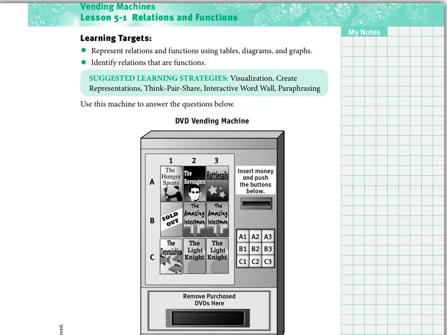Okay, today we're going to talk about relations and functions, and then we're also going to talk about domain and range. So we start here on 5.1, lesson 5.1. I'm not sure what the page is, but I'm sure you can find it. It's got this big vending machine on the front here.